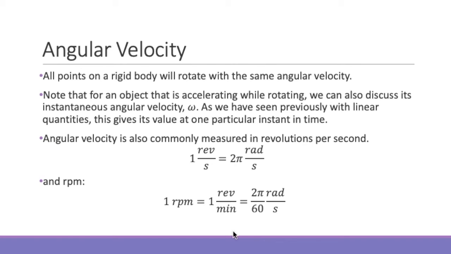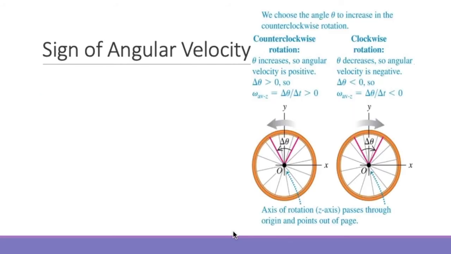Angular velocity is a vector that points along the axis of rotation. So as with all vectors, there's a sign convention that goes along with its direction. The sign convention for angular velocity is that it's defined as positive if the object rotates with counterclockwise motion, whereas it's negative if the object rotates in clockwise rotation.